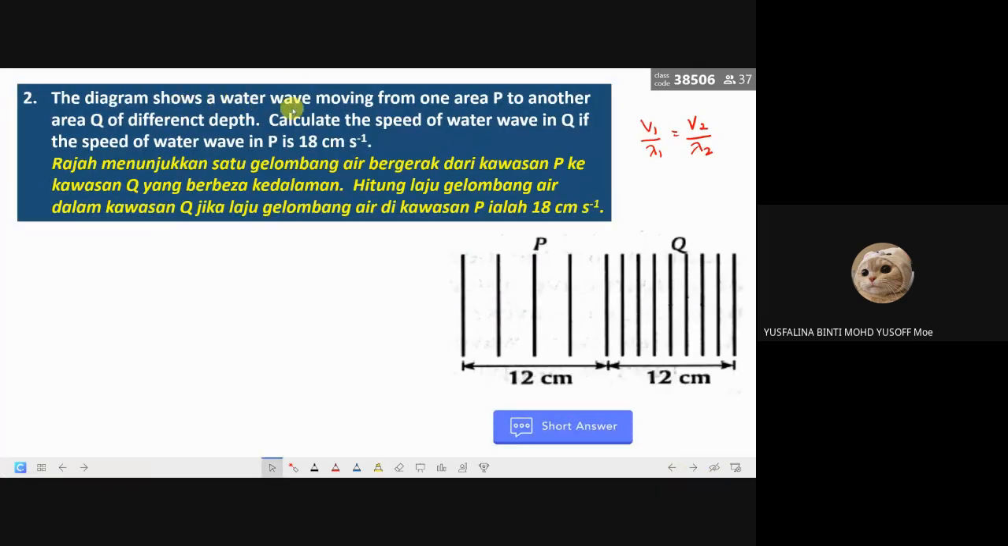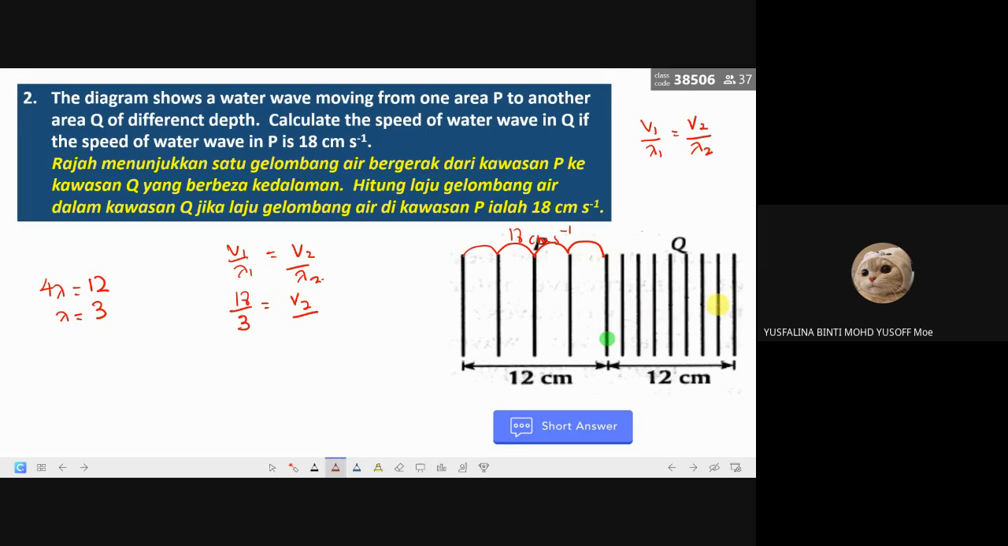The diagram shows a water wave moving from one area P to another area Q at different depths. You have to calculate the speed of the water wave in Q if the speed of the water wave in P is 80 cm s^-1. Here you use V1 over lambda 1 equals V2 over lambda 2. The 12 cm equals 4 wavelengths, so 4 lambda equals 12. You have to find one lambda first. 12 divided by 4 gives 3, so lambda 1 is 3. V1 here is 18, lambda is 3, and V2 you need to find. Then lambda 2.